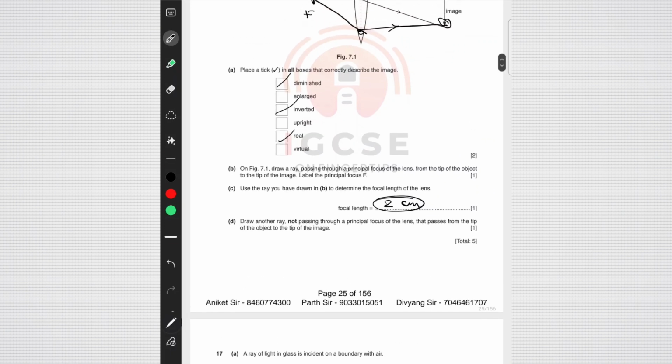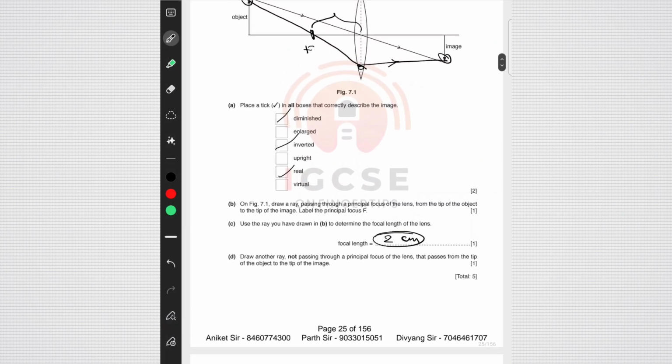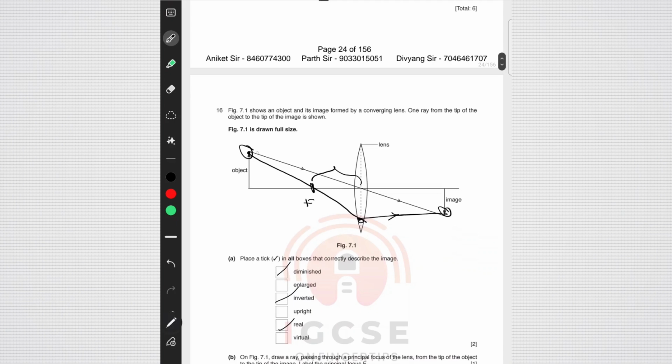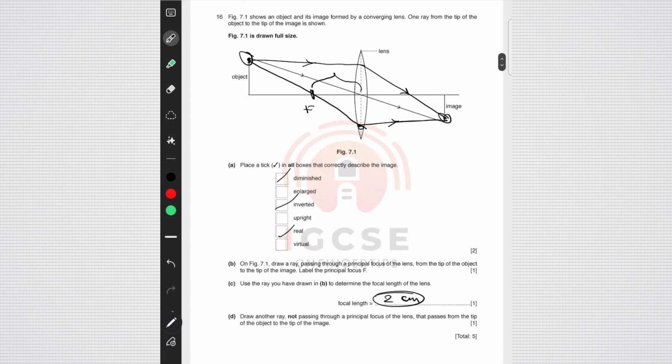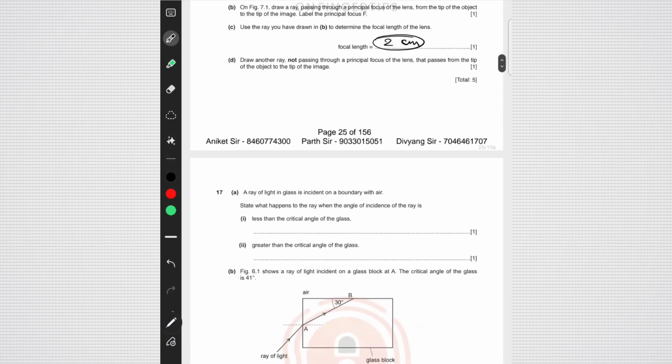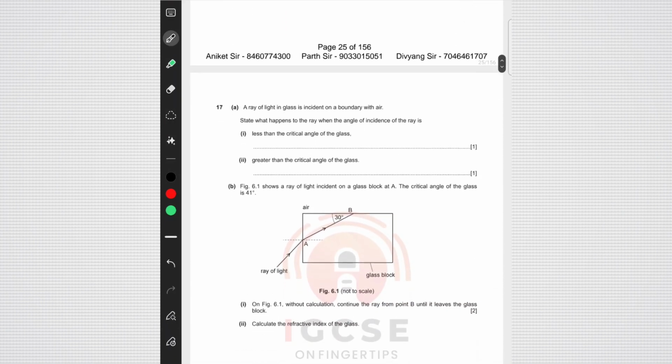Draw another ray, not passing through the principal focus of the lens, from the tip of the object to the tip of the image. So this is the third ray that we have talked about. It will go parallel and then pass through the principal focus. They have said not passing through the principal focus but still joining. So if you don't want it to pass like this, you can draw a ray which is non-parallel, bending and then reaching like this. Then this point where it is crossing over the principal axis is not the principal focus, right?